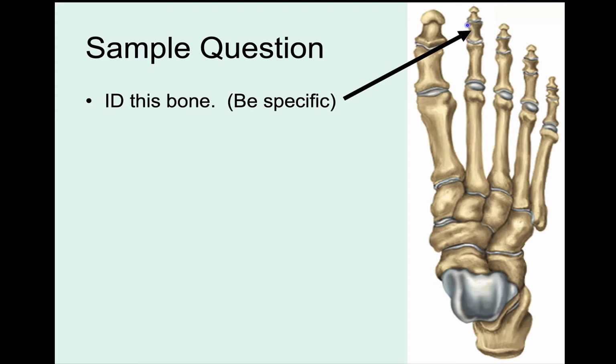We have a middle phalanx 2 of the right foot. We have a middle phalanx 2 of our left foot, but we also have a middle phalanx 2 in our right and left hand. So the best answer for this question is a middle phalanx 2 of the right foot. It's very specific. It gets me right to this bone here.